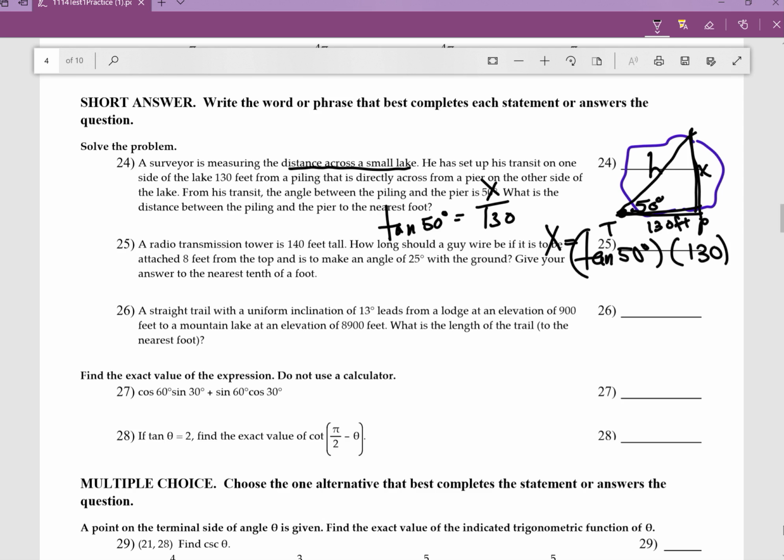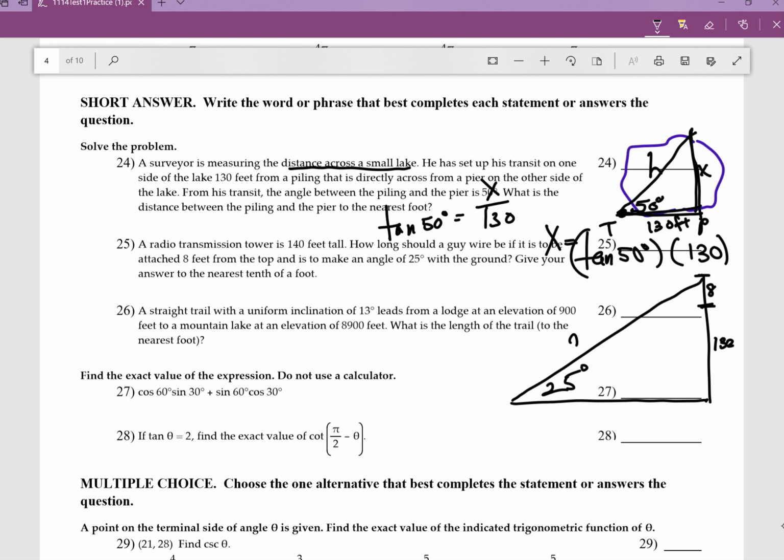Okay. On the radio transmission tower question, you have a radio transmission tower. It's 140 feet tall. It says, how long should a guy wire be if it is to be attached 8 feet from the top? Well, if this is 140, the total length from here to here is 132. So this is 132 and 8, a total of 140. And then it says it's to make an angle of 25 degrees from the ground. Here's the ground, and so here's your guy wire.